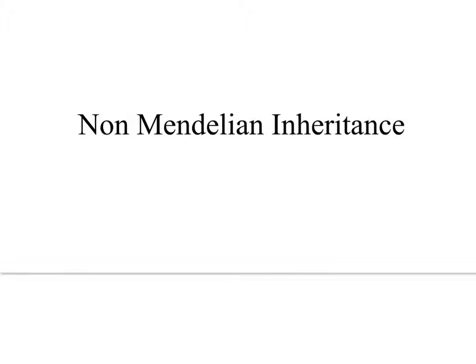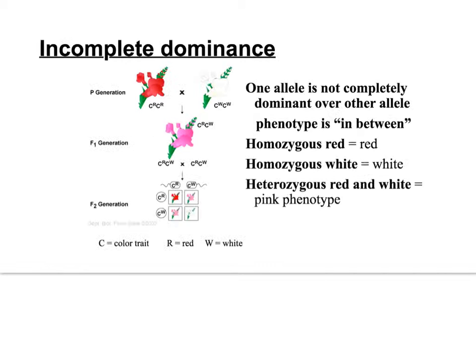Hey guys, today we're going to talk about non-Mendelian inheritance, and we'll go through a few examples of how to solve Punnett squares and look at problems that don't necessarily fall into that simple dominant recessive pattern. So the first one is incomplete dominance. This is where one allele is not completely dominant over the other, and so you get a phenotype that's in between both of the alleles.